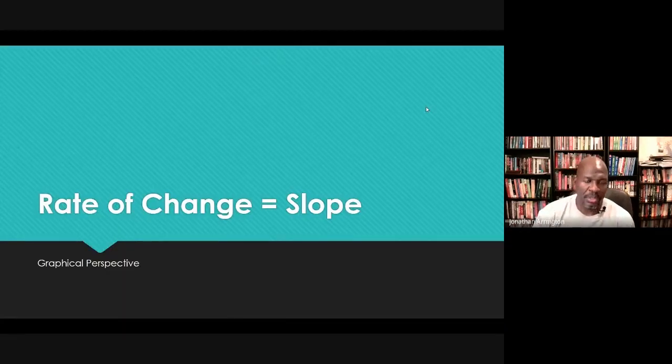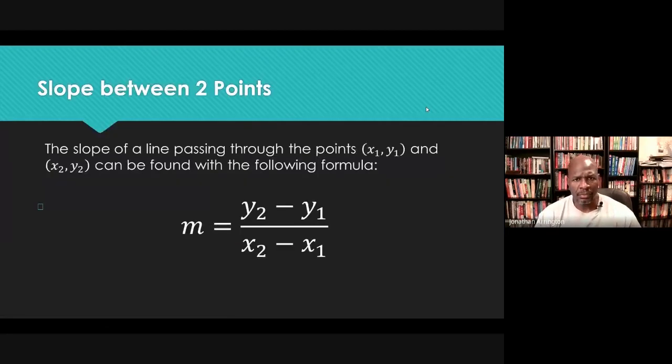So that's very important to remember. Rate of change is slope. That's very important to remember in pre-calculus. That's very important to remember in calculus. Rate of change is the same thing as slope from a graphical perspective. So when you were in algebra, you learned a formula for finding the slope between two lines.